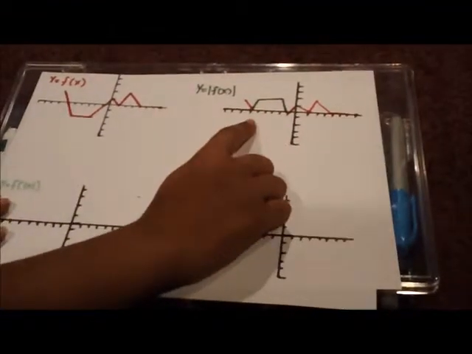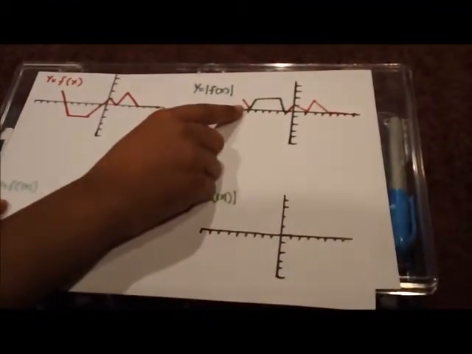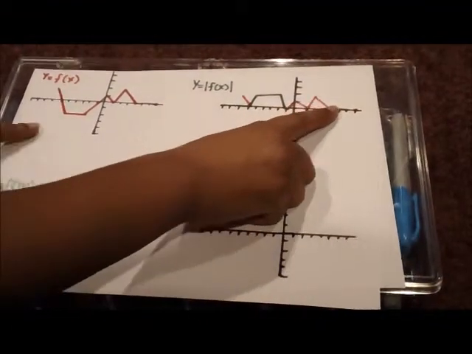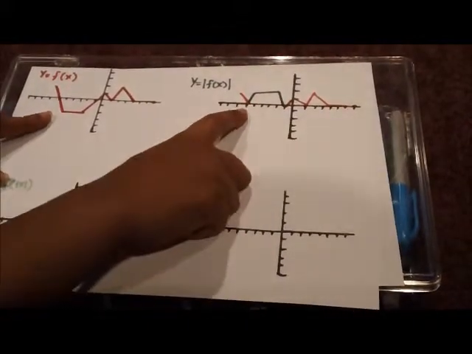Now we can see our final graph. The parts of the original are drawn in red, and anything that was changed from the original has been drawn in green.